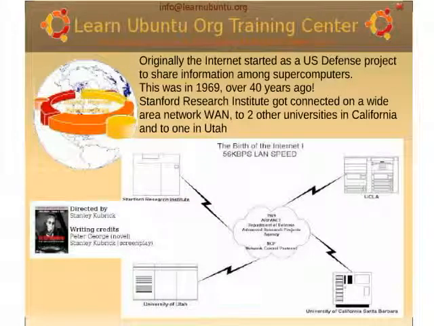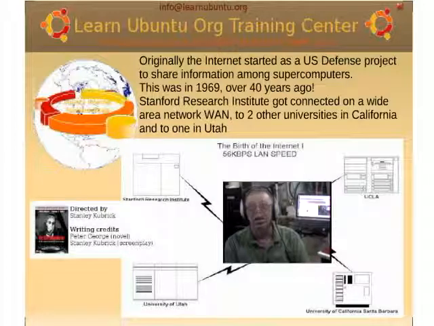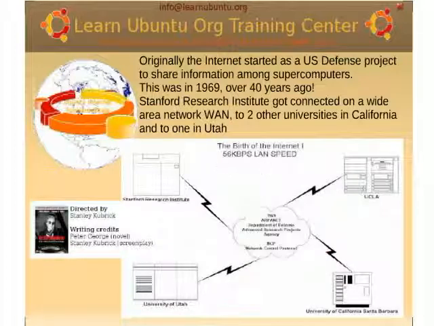Let's go back to 1969. U.S. Defense Project, DARPA, over 40 years ago. Stanford Research Institute wanted to get connected on a wide area network to two other universities in California and one in Utah. And that was how the Internet started. People wanted to be able to access one computer from another location. Sounds simple today. Back then it was a whole new concept.